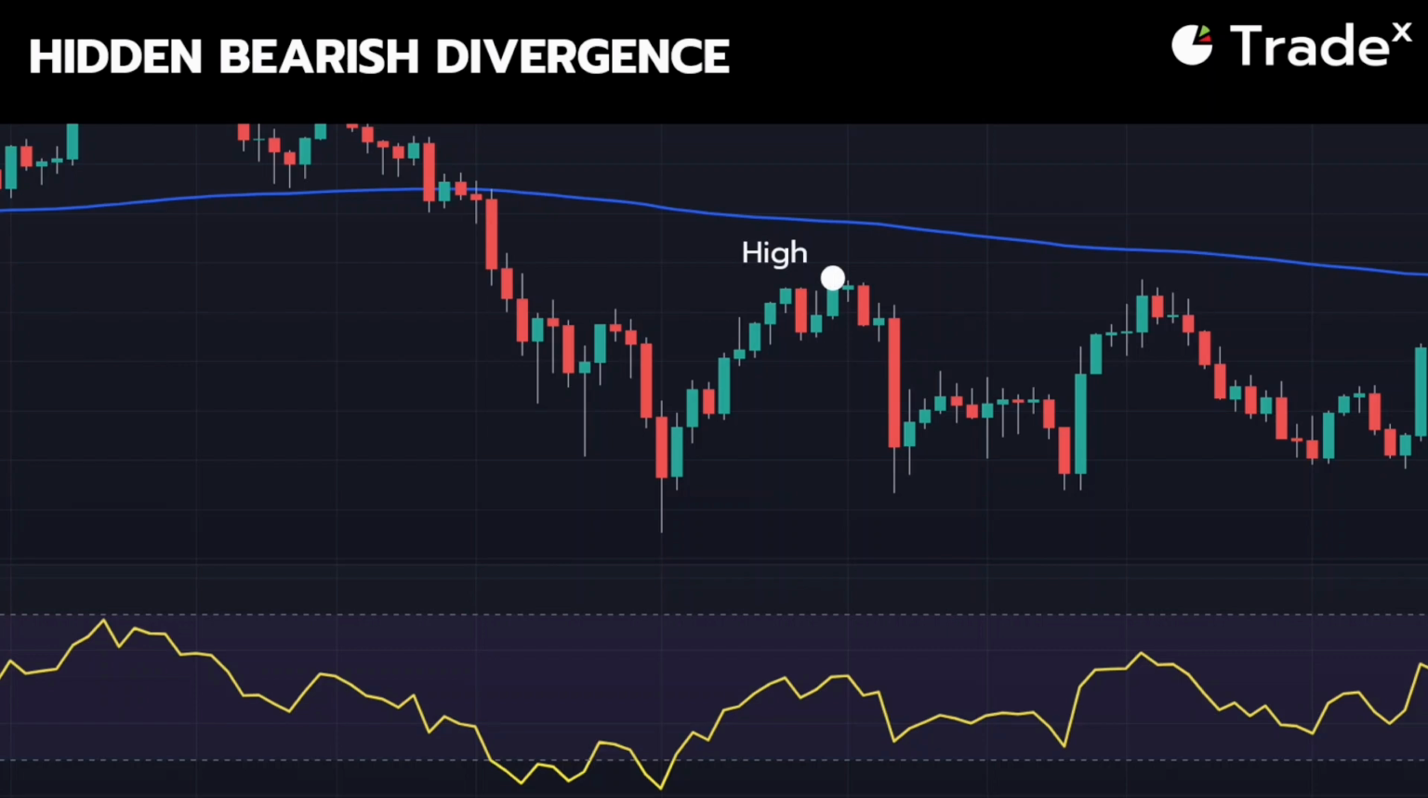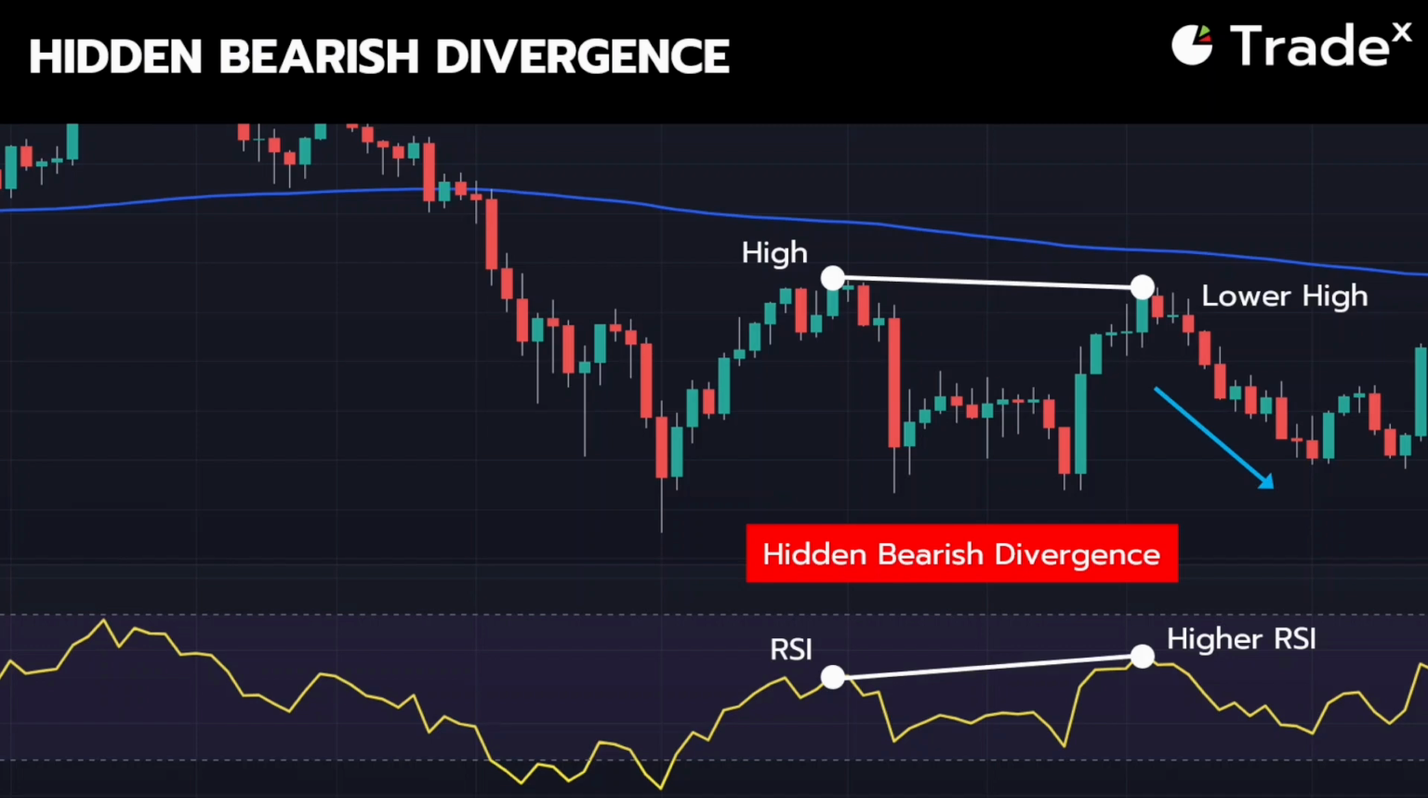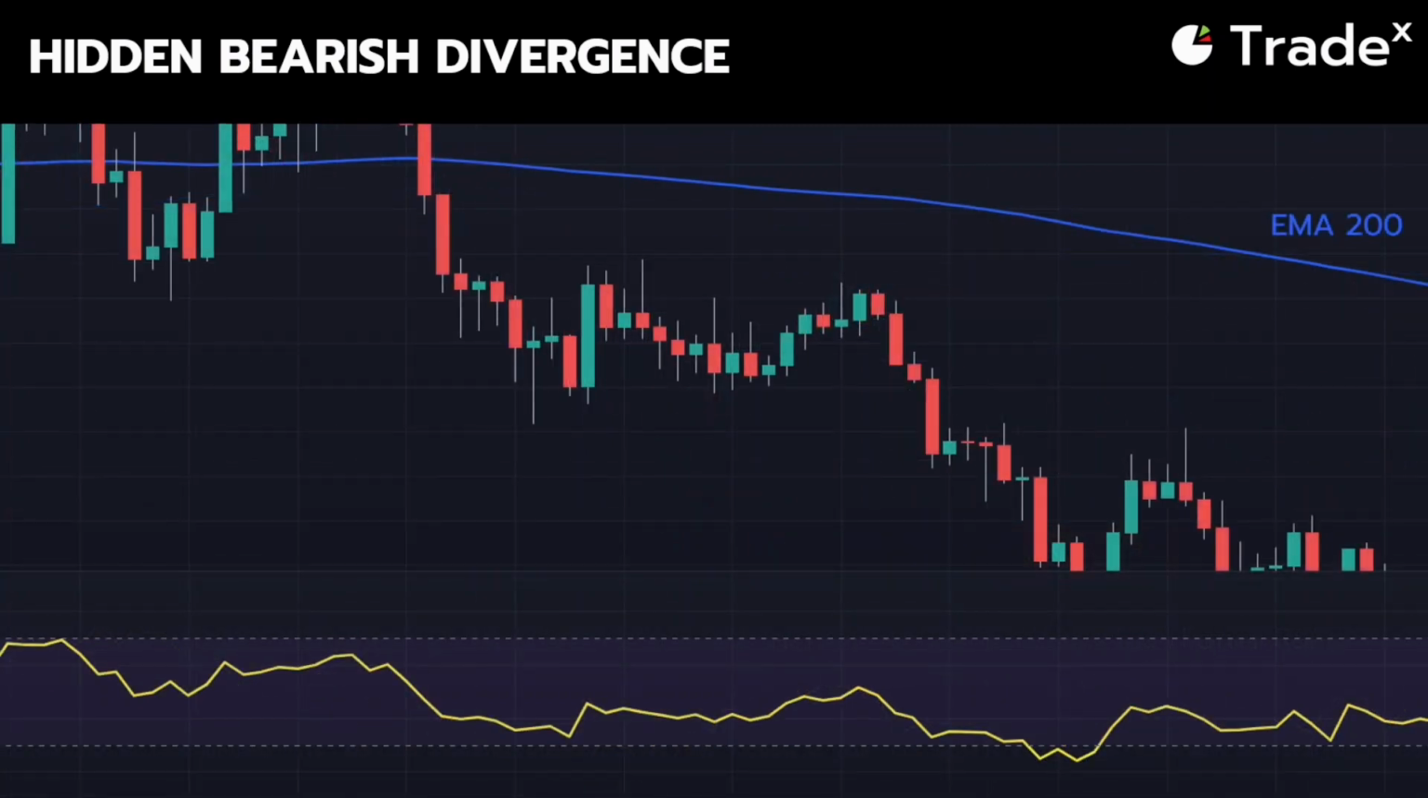Initially, we have a high followed by a lower high, indicating a weakening price trend. The RSI, however, shows the opposite, forming a higher high. This discrepancy between price and momentum suggests hidden bearish divergence, signaling that the downtrend is likely to continue despite the temporary momentum increase. Let's examine another example to further illustrate hidden bearish divergence.